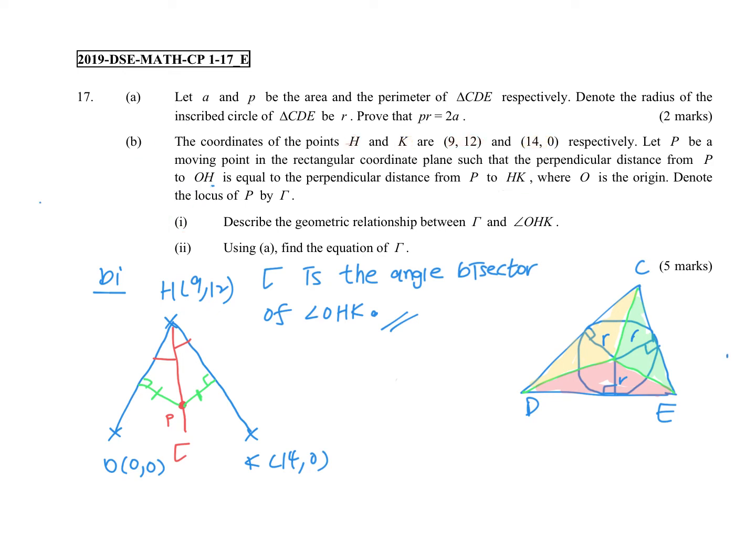Okay, so here comes the last part, B2. Find the equation of gamma. So you can see it's about the angle bisector. You can see actually gamma would be this line in part A. So that's why we can try our best to use the results from part A. So find the equation of gamma, which is a straight line. And then here we just try to replace CDE in A with OHK.